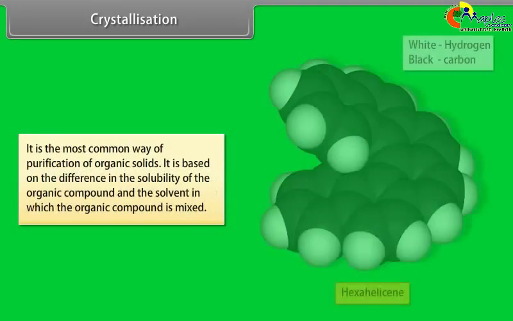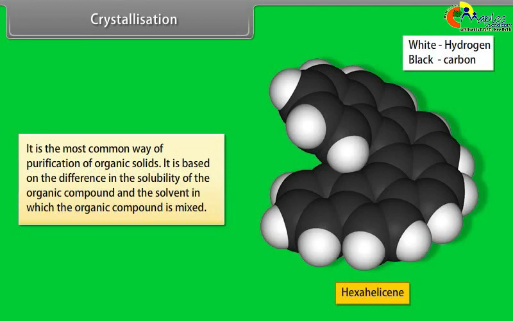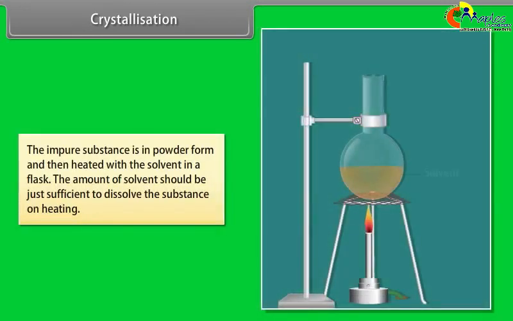Crystallization. It is the most common way of purification of organic solids. It is based on the difference in the solubility of the organic compound and the solvent in which the organic compound is mixed. The impure substance is in powder form and then heated with the solvent in a flask. The amount of solvent should be just sufficient to dissolve the substance on heating.